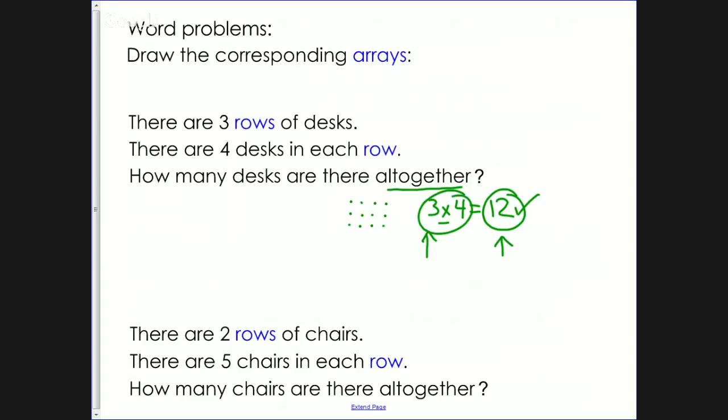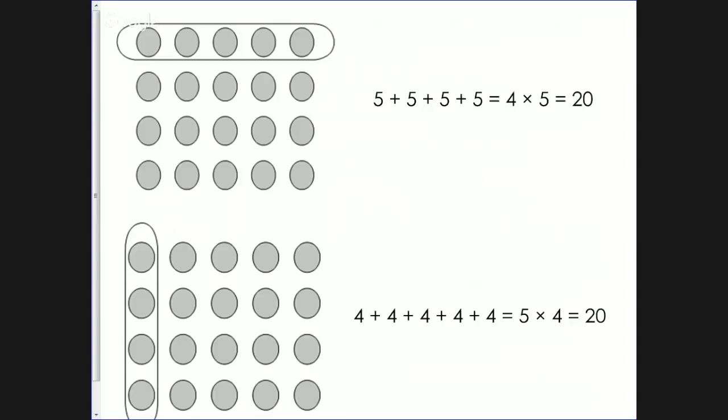Moving on. Here they're showing us two arrays, and they're showing us that if we add up the numbers in the rows, we would add up 5 4 times. And so the multiplication statement would be 4 groups of 5. Here, they're asking us to actually add in the direction of the column. So we're going to add 4, and we were going to add 4 5 times. So our multiplication statement would be 5 times 4. And you'll notice the answer is the same.